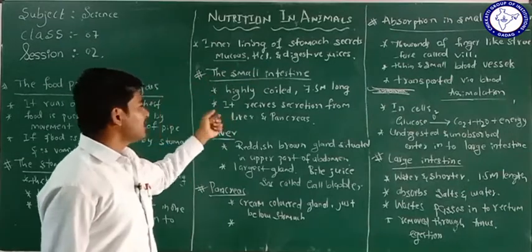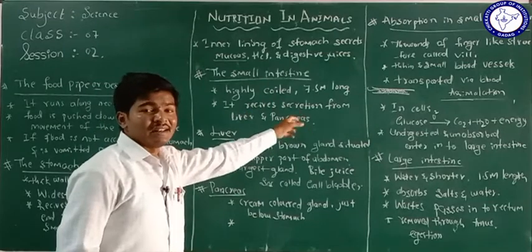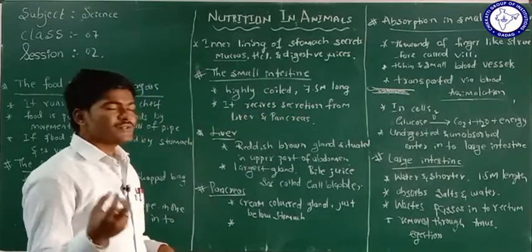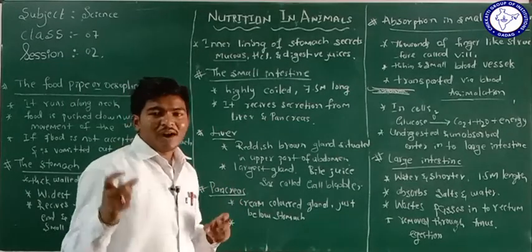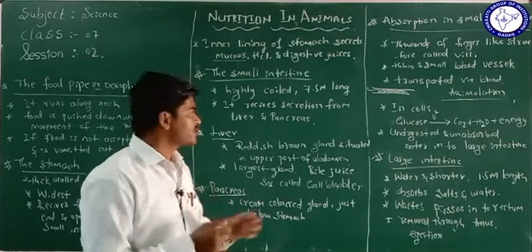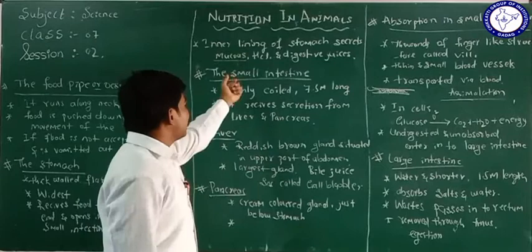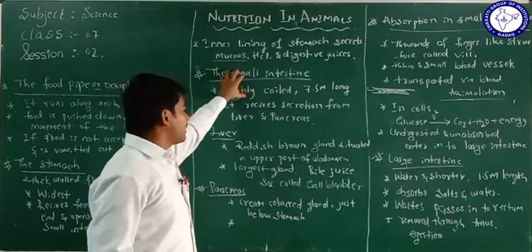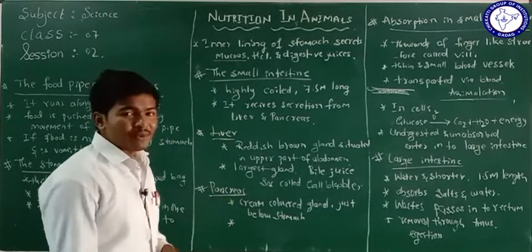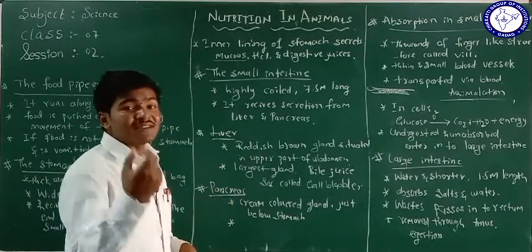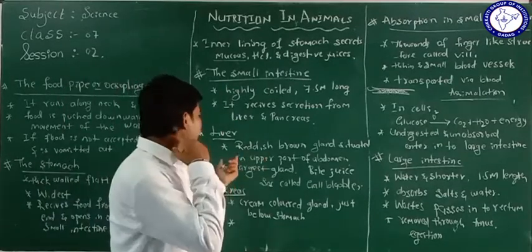The small intestine is a highly coil-like structure, about 7.5 meters in length, and it receives secretions from the liver and the pancreas. In the small intestine, the partially digested food material mixes with the liver and pancreatic juices, and in that process, the partially digested food material will be digested again using the pancreatic and liver juices.